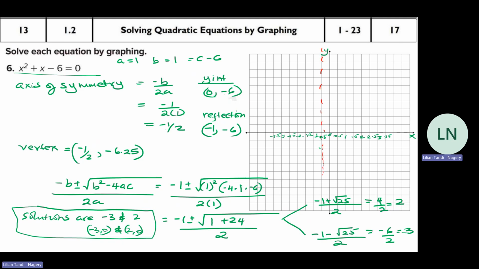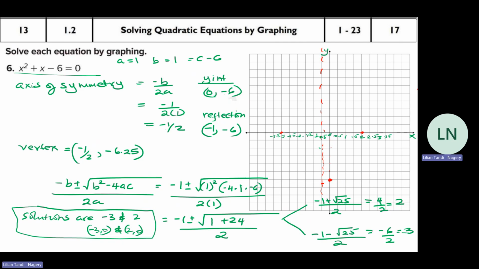Okay, because it's negative half, then you have solutions at (-3, 0) and (2, 0). Then your y-intercept is at -6: 1, 2, 3, 4, 5, 6. Okay, at -6, there. And your vertex is at -1/2 and -6.25, somewhere here, somewhere below the y-intercept. Okay, like that.